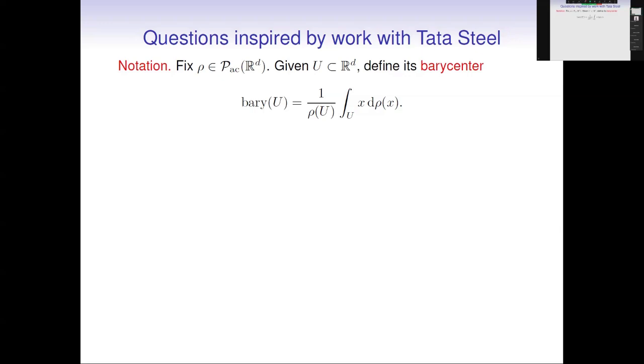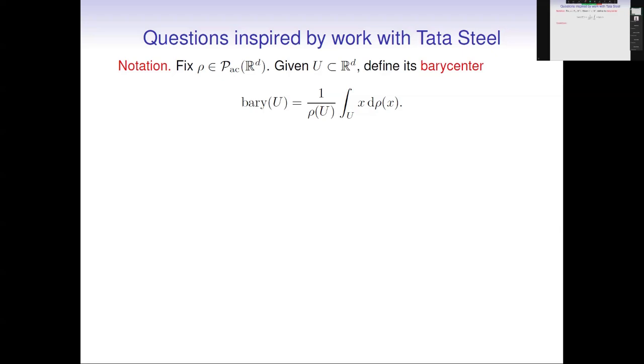Given a subset, just a fixed notation, if you're given a subset U of R^d, we define the barycentre of U, or the centroid of U, or the centre of mass of U, whatever you want to call it. This is the usual definition of centre of mass. It's the first moment of U with respect to rho, normalised by the volume of U. I often refer to rho as volume, just for simplicity. So this is the usual definition of barycentre.